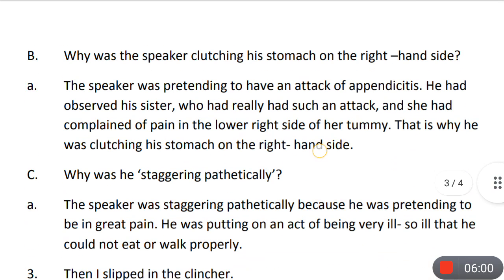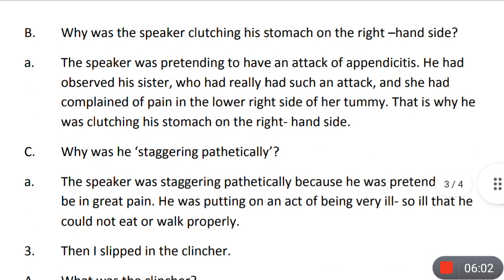Now we have a second question, question number B, just based on the above statement. And the question we have, why was the speaker clutching his stomach on the right hand side? Answer, the speaker was pretending to have an attack of appendicitis. He had observed his sister who had really had such an attack, and she had complained of pain in the lower right side of her tummy. That is why he was clutching his stomach on the right hand side.